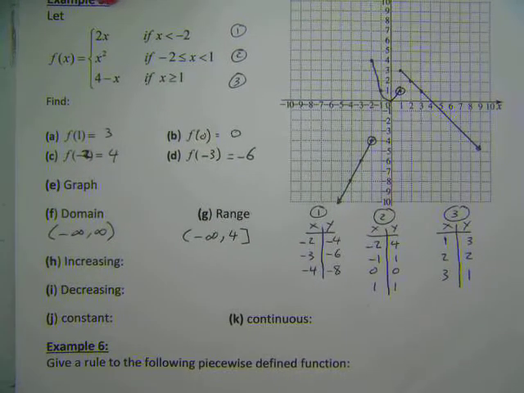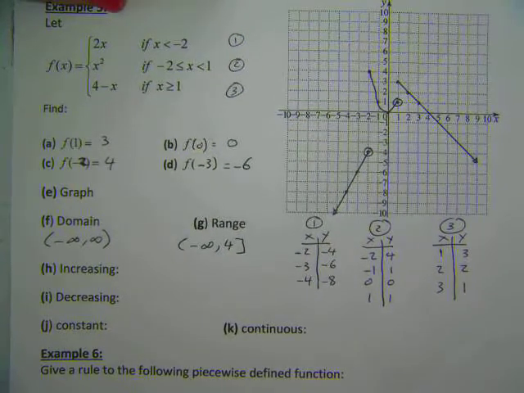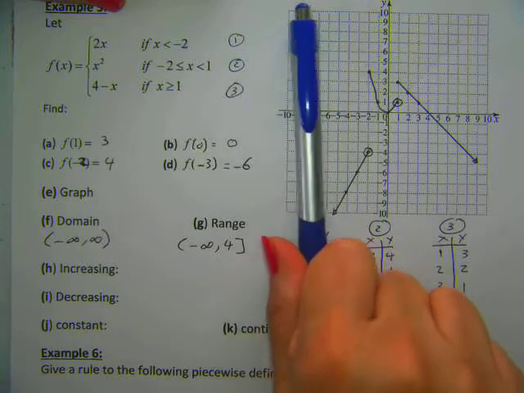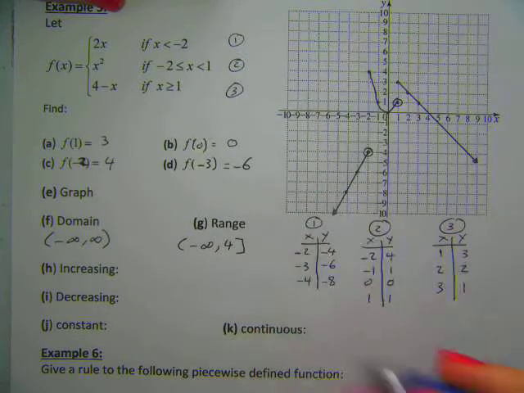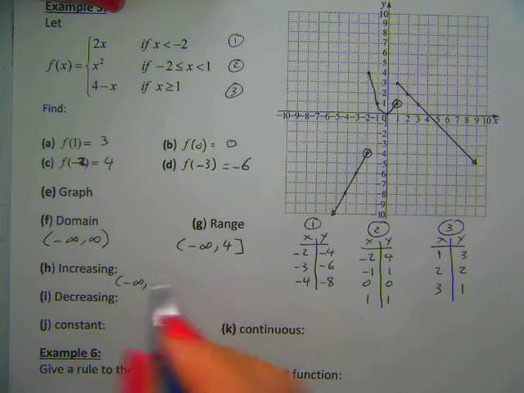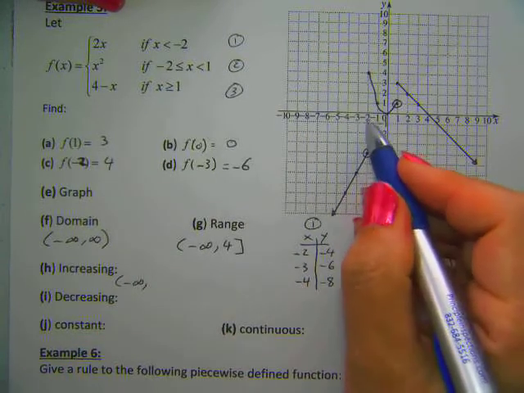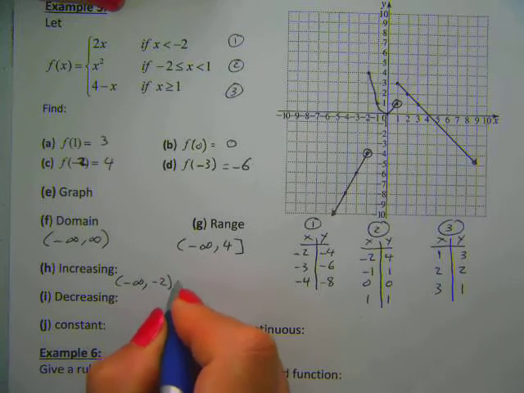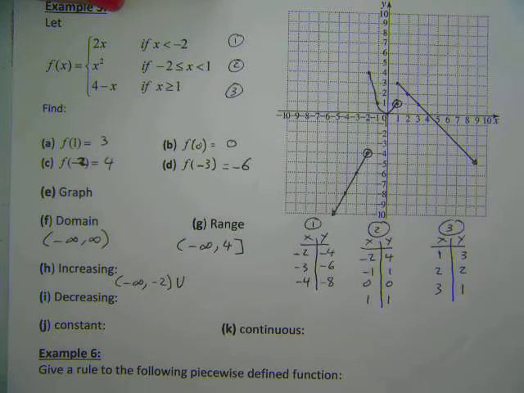Now, oh, we need the graph. Let's see where it's increasing. Okay, that's going up. So first of all, we have from negative infinity to, remember the x value, to negative 2, not including negative 2.